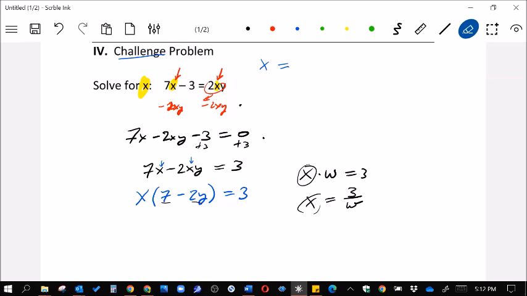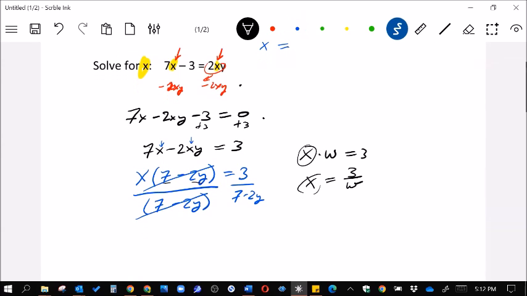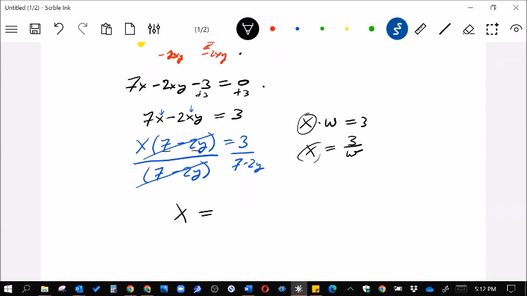Okay, so that means what I can do is divide this by 7 minus 2y. And that means that this whole thing cancels out with that whole thing, and it brings it over here as 7 minus 2y. So I have a final answer that x is equal to 3 over 7 minus 2y. The fact that the variable y is in the denominator, there's nothing wrong with that. Okay? It seems like a simple little thing on the other side, but that's what x is equal to.